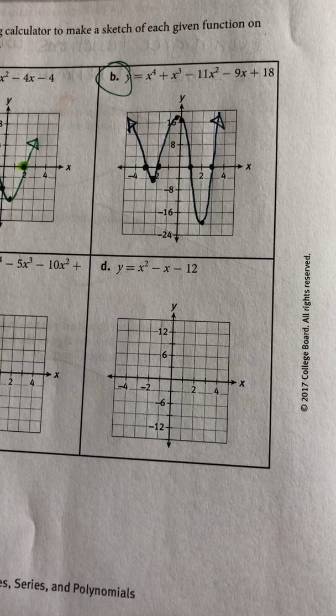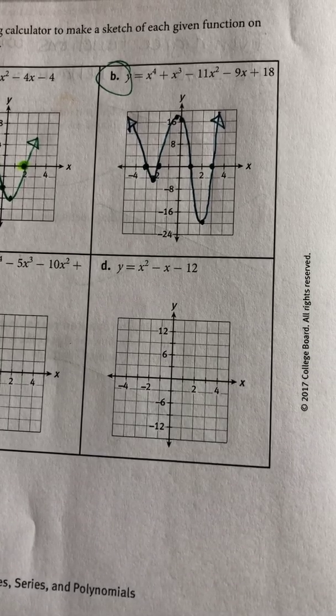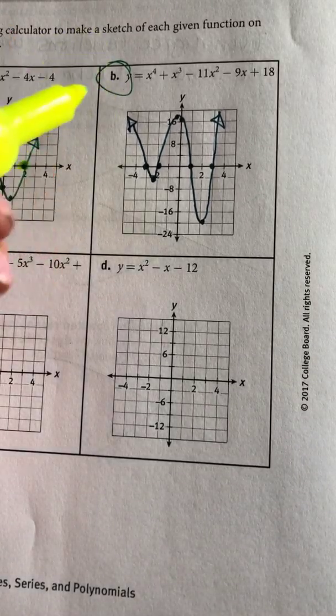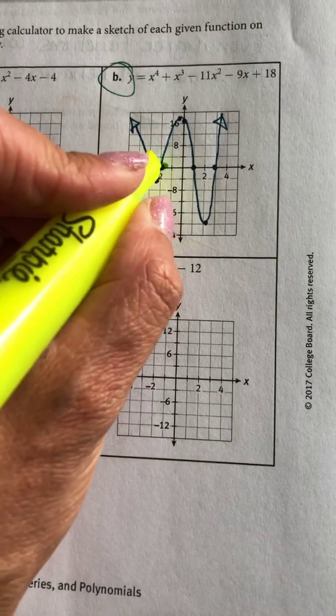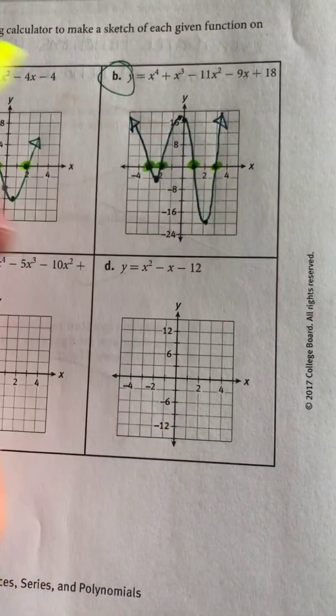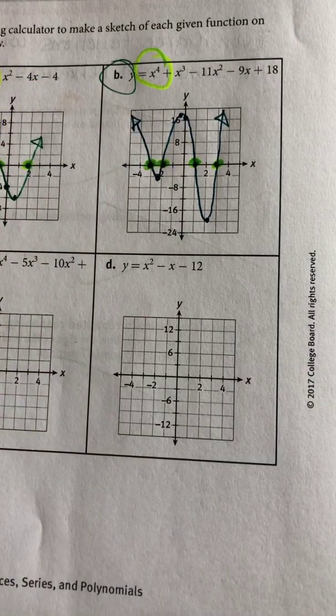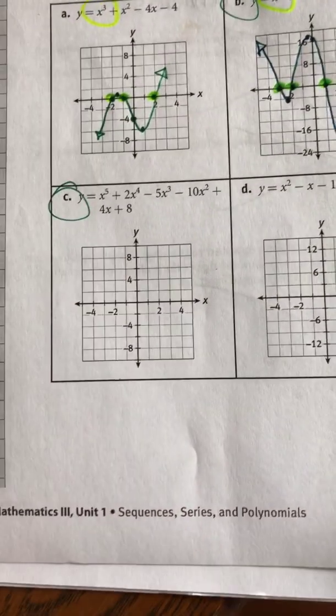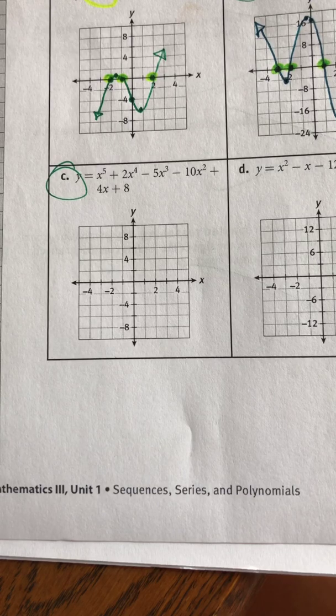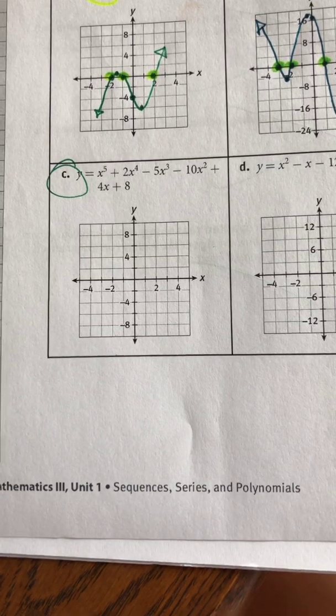Looks funky. All right, let's identify where the x-intercepts are. It crosses the x-axis 1, 2, 3, 4 times. Hey, it's an x to the fourth. You guys catching my drift? All right, let's go back to Desmos.